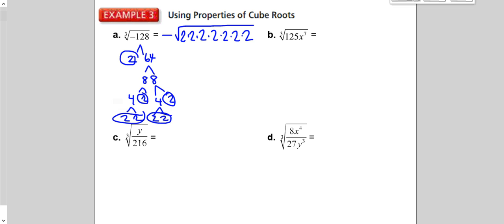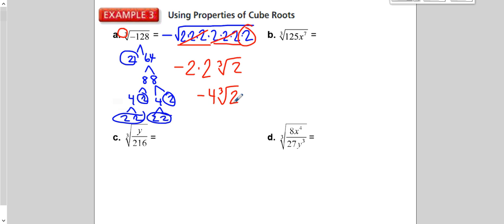And because we're doing a cube root, we're going to look for sets of 3. So these 3 2's become 1 2 on the outside. We have another set of 3 2's, so those 3 2's become another 2 on the outside. This one stays in, and it's a cube root of 2. Our answer is also negative. 2 times 2 is 4, so negative 4 cube root of 2.